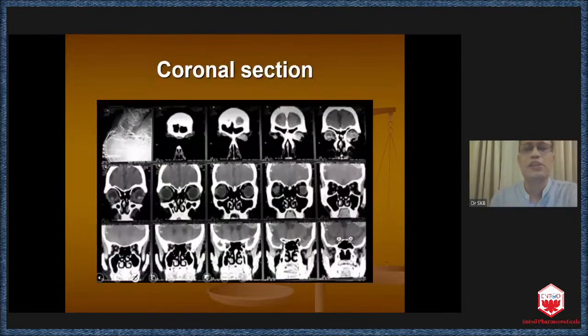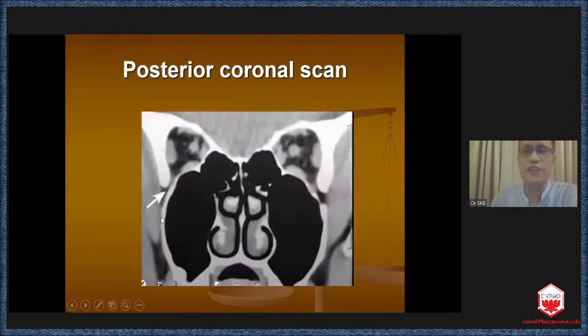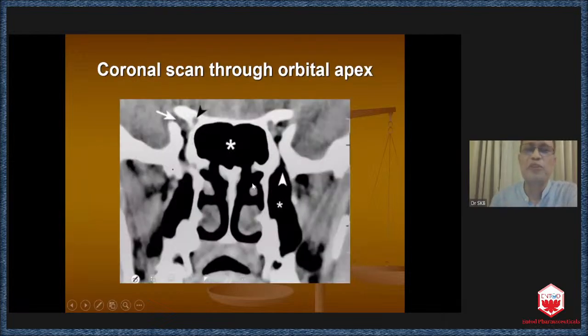This is a coronal section. These scans are arranged from anterior to posterior. If you take an anterior coronal scan, what will you see? You will see the superior ophthalmic vein. This is a very important landmark. And you will also see the anterior section of the eyeball. Then the muscles are also visible. In a slightly posterior section, you will see the maxillary sinus as well as the sphenoidal sinus. Then more posteriorly, you'll see the superior orbital fissure.